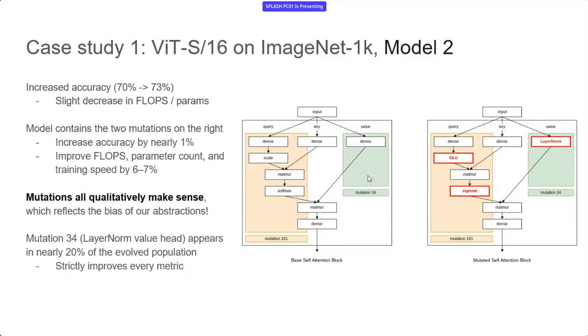Now, the second model I want to look at increases the accuracy by 3% with a slight decrease in the flops and parameters. And so here are 2 mutations that occur in this mutated self-attention block. I think these mutations are really interesting because, to me, at least qualitatively, they make sense. Like if some expert had come to me and been like, hey, look, I have this new optimized vision transformer architecture, I replaced a dense layer with a layer norm, I'd be like, wow, that's weird, but cool. I guess I can see how that might work. I think it also emphasizes the fact that by constraining our mutations using the abstract properties, you get things that just look like neural networks.